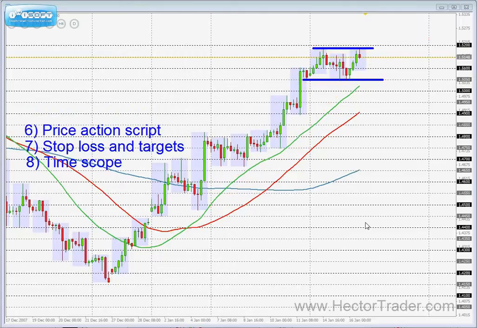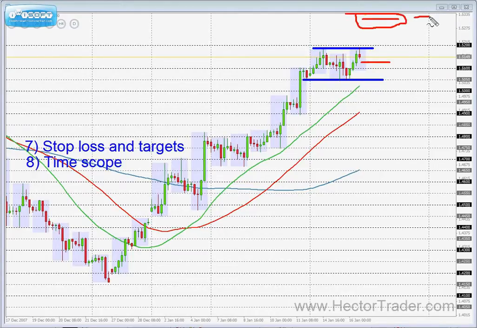Moreover, you want to write down a small script of action, the type of price action you want to see on your chart in order to search for an entry. In this case, we already mentioned that you want to see a breakout to the upside. Where will you place your stop loss levels and your targets?